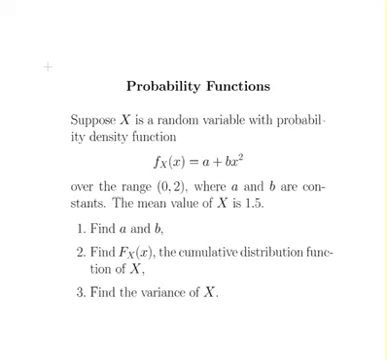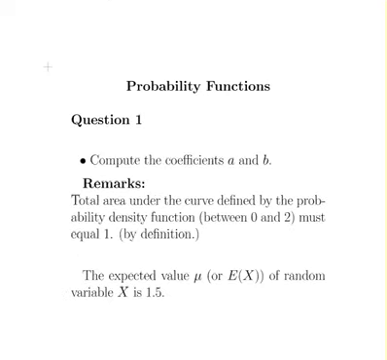Suppose that x is a random variable with probability density function given as a plus bx squared. This is over the range 0 to 2, where a and b are constants. And importantly, we're told that the mean value of x is 1.5. That's actually quite important. First off, we have to find a and b. Then we have to determine the cumulative distribution function. And finally, we have to compute the variance of x. So let's get cracking at that.